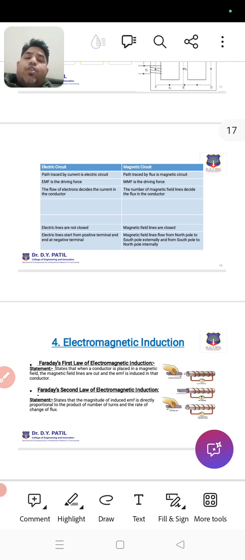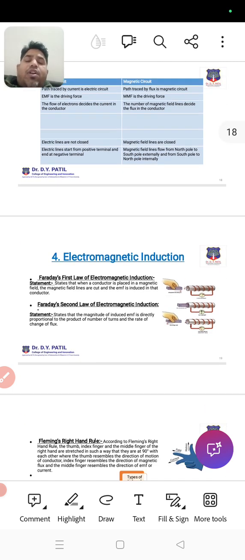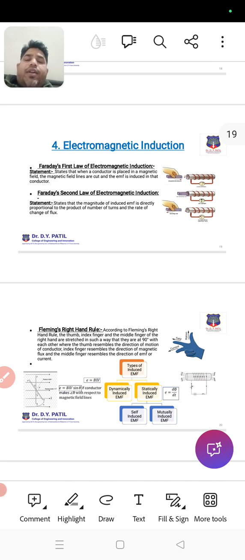Electric lines are not closed. The magnetic field lines are always closed. Electric lines start from the positive terminal to negative. Magnetic lines flow from the north pole to south pole. It's all about that, the comparison between them.